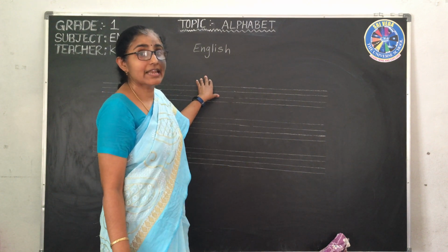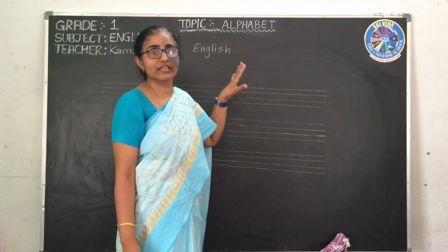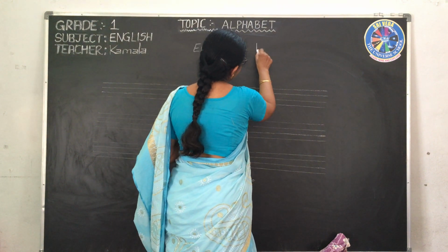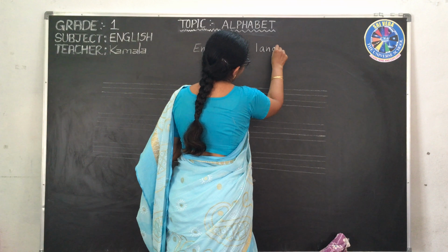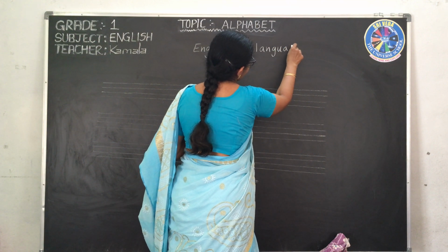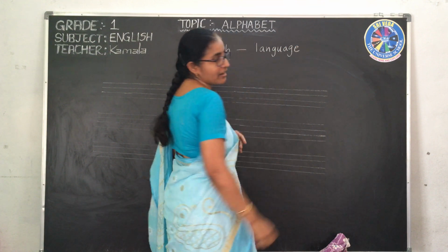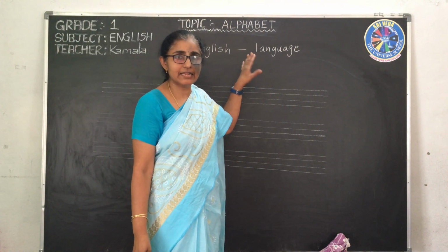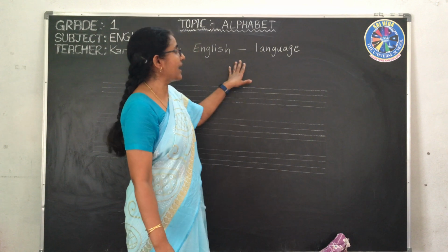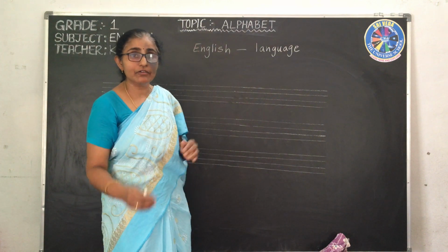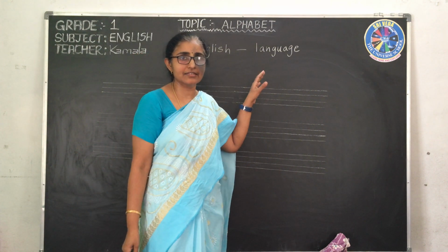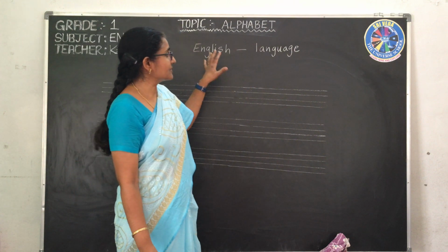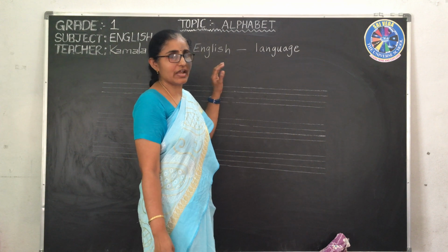English is a language like Telugu, Hindi, what we are speaking, that is called a language. So, English is a language. We speak in Telugu and Hindi, similarly English is also a language. It is a language. If we want to write, we need some letters. So, we need some letters to write any language.